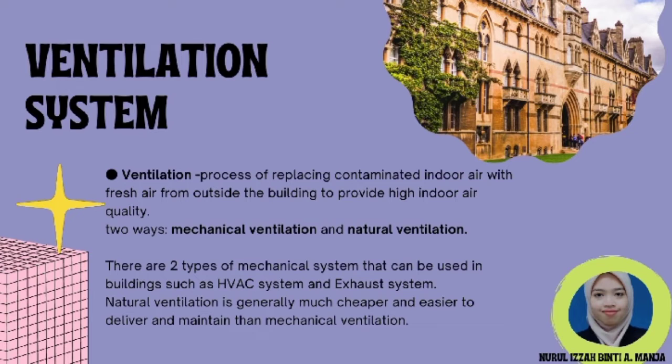Next is natural ventilation. Natural ventilation is also an important process of supplying air to and removing air from an indoor space without using a mechanical system. Natural ventilation is generally much cheaper and easier to deliver and maintain than mechanical ventilation. The type of natural ventilation is from windows and doors. So it is important to identify the best location to put the windows and doors in the building. This is a great low-cost ventilation solution in certain buildings. So that's all from me.